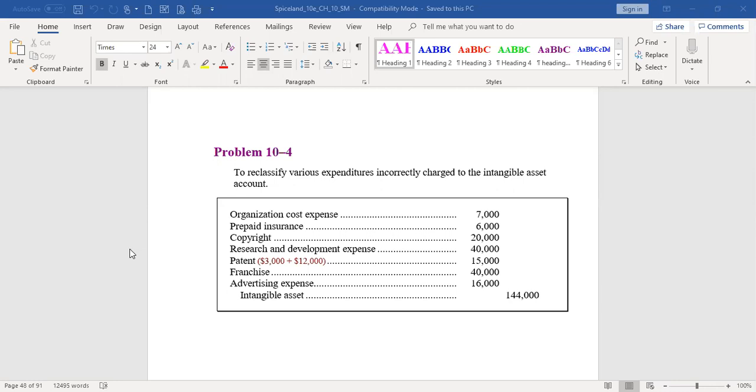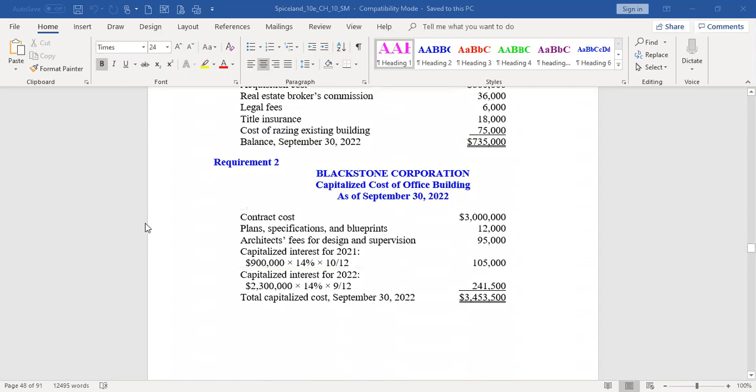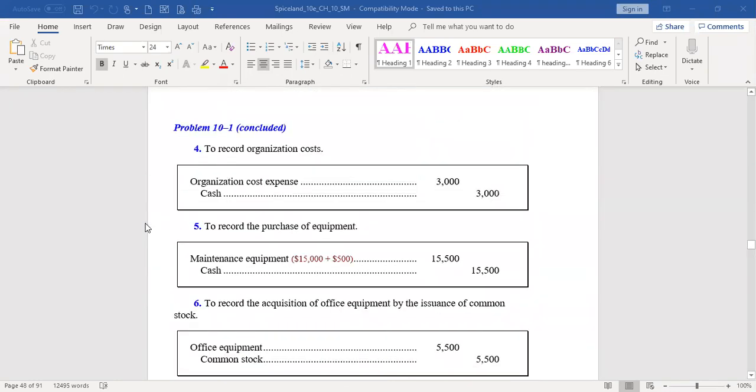Now we're going to go to 10-23. Exercise 10-23 on page 557.